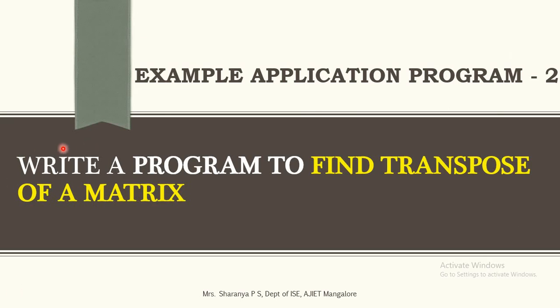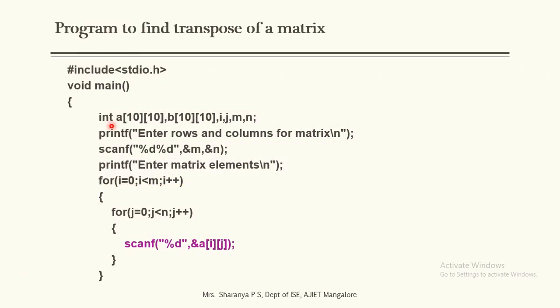Next program is to find the transpose of a matrix. What is meant by the transpose of a matrix? It is simple. If the rows of the matrix are converted into the columns of another matrix, then we say that we have found the transpose of the given matrix. We are just converting the number of rows into the number of columns in a resultant matrix.